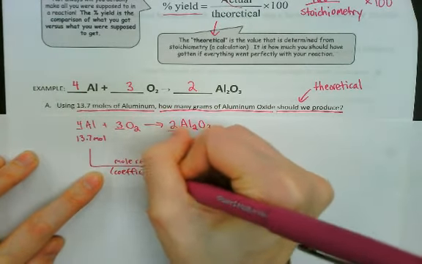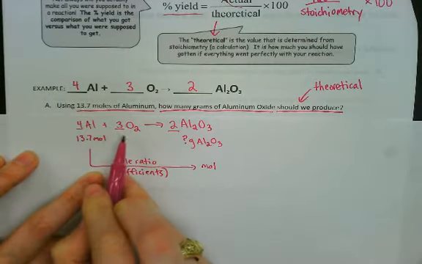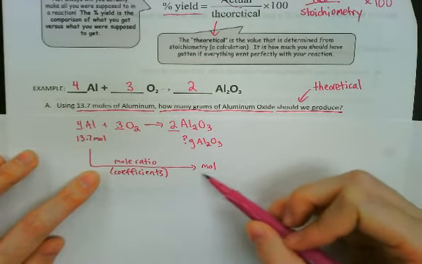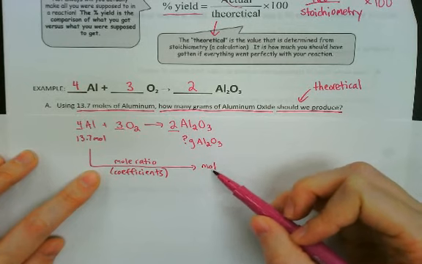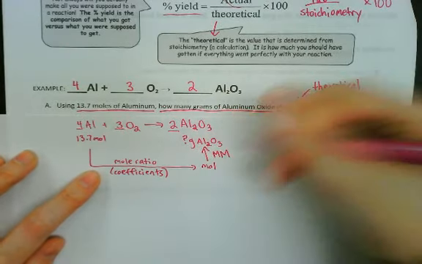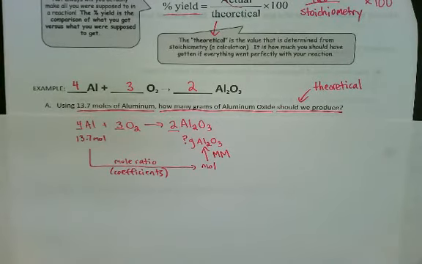In other words, we're going to need our coefficients, these big numbers in front of our elements in our compounds, to convert. And once we are in moles of aluminum oxide, we can convert from moles of aluminum oxide to grams of aluminum oxide using, you guessed it, molar mass. So I'm going to make myself a note there so I remember that I need molar mass.